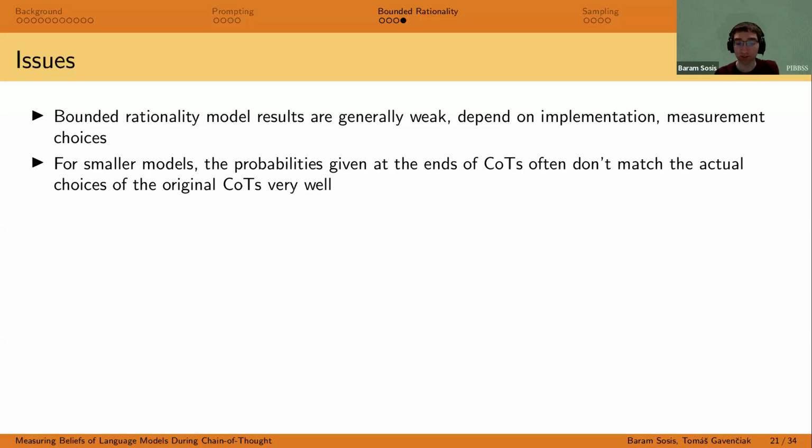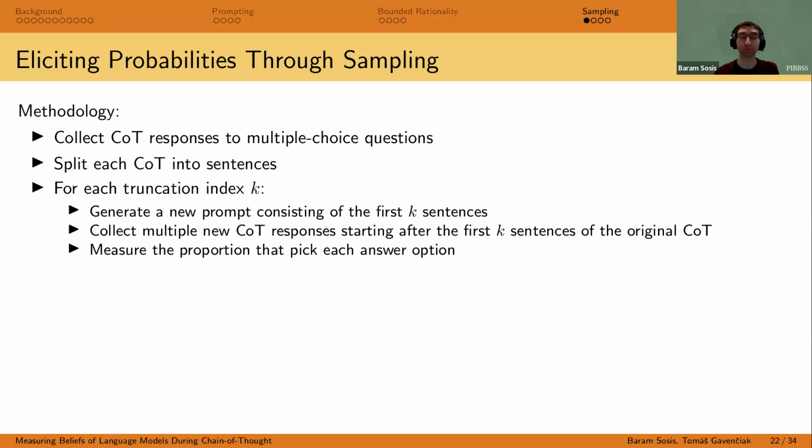Okay, so let's go on to the second approach that I took, looking at sampling. The approach here is somewhat more straightforward. As before, we split the chain of thought into different sentences, and then at the end of each sentence, we generate a bunch of continuations with some non-zero temperature and look at the distribution of answers that you get. After doing this, we measure the proportion that pick each of the answers.